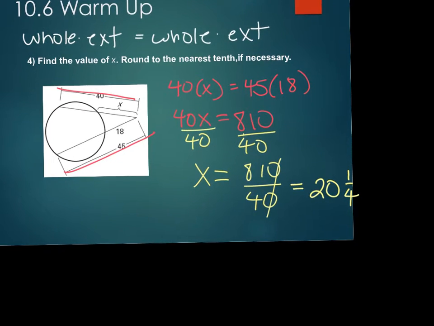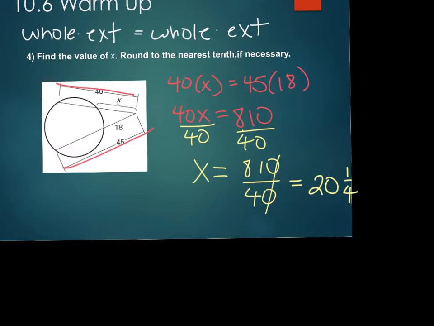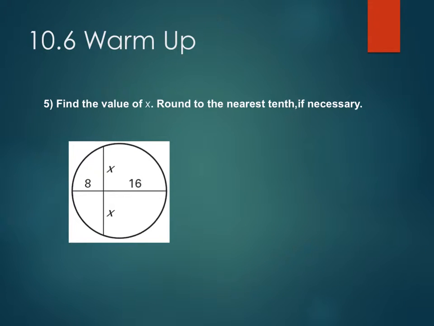So it says round to the nearest tenth. You're not going to have a calculator, so don't get in the habit of taking that and dividing it. You can write it as 20.25 if you'd prefer that over the 1/4. But if it's a radical, you're going to leave it in terms of the radical. Questions on that one?